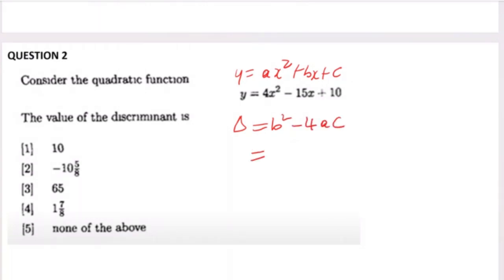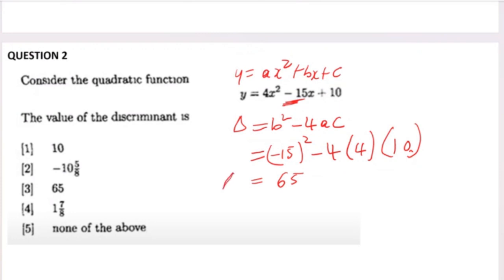So what is your b? Your b is negative 15. Your b is negative 15 all squared, and then minus 4. What is your a? Your a is 4. And then what is your c? Your c is equal to 10. Okay, so look at your b. Your b is a negative number. It's not just 15. A negative number is a notorious number that you must always handle with care. So don't just take the number, also take the sign of that number, that is negative 15. You can just plug this into your calculator, which is going to give you 65.